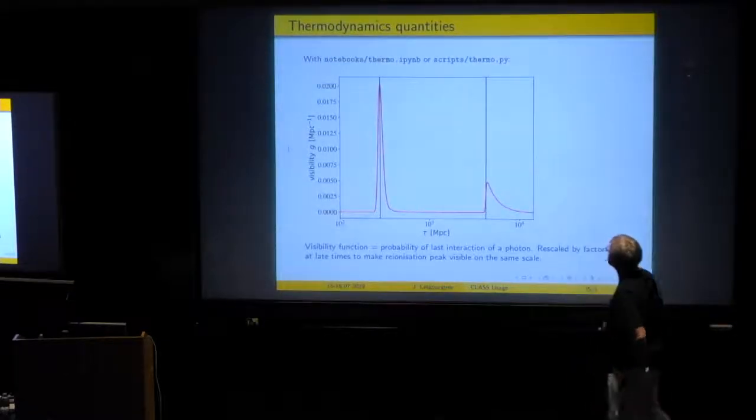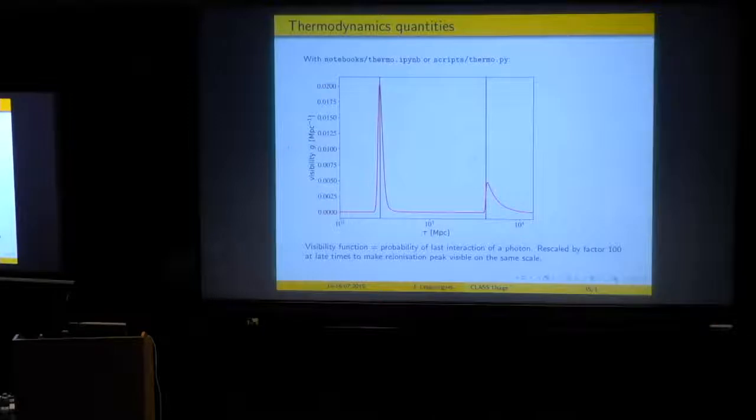And now we try to see what is in this Python notebook for thermodynamics. So for thermodynamics, it's the same. Here in this example, I want to show the visibility function g. And the part on the right with the reionization peak has been multiplied by a factor, otherwise the reionization peak would not be visible on the same scale as the recombination peak.